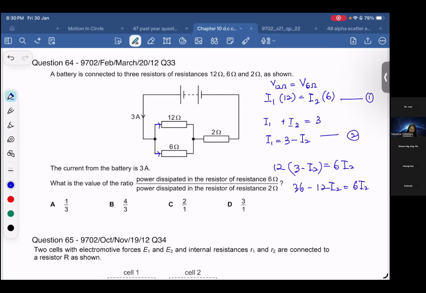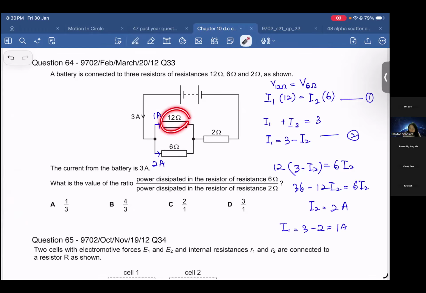So at here, okay, your I2 should be 2 ampere. So this one, I2 through the 6 ohm, is 2 ampere. Then your I1 is 3 minus 2, so it's 1 ampere. Here 1 ampere.